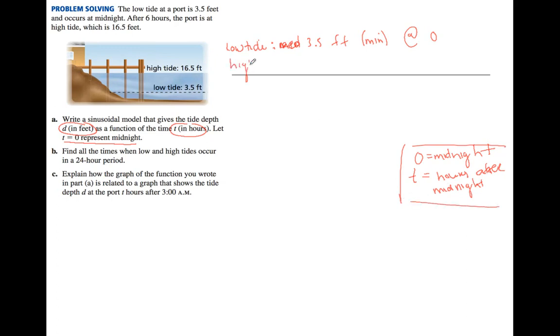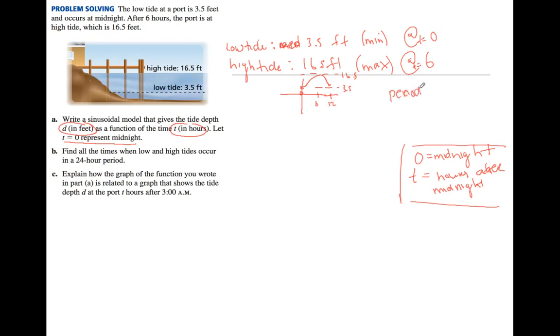And then high tide is 16.5 feet. That's your maximum, and that happens at 6, right? So this is at t equals 0. This is going to be at t equals 6 because that's 6 a.m., right? 6 hours after midnight. So what we know is that this, when we graph it, is going to look something like this. So I know that my lowest is going to be at 3.5, and my highest is going to be at 16.5. This will be 0. This will be 6. What will this be then? 12. Right?